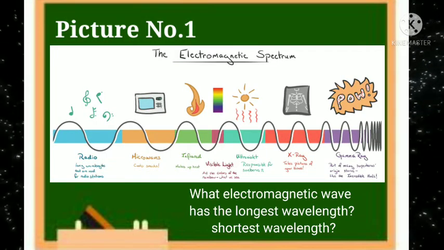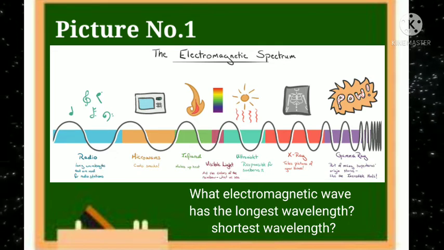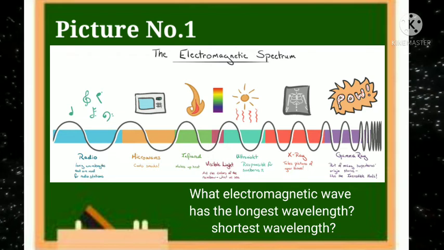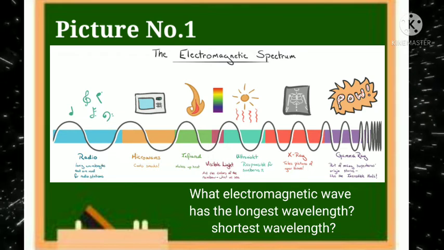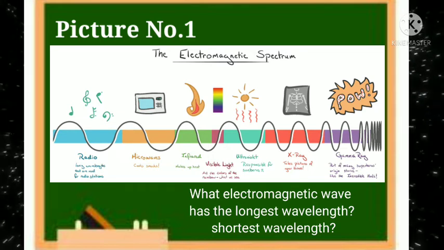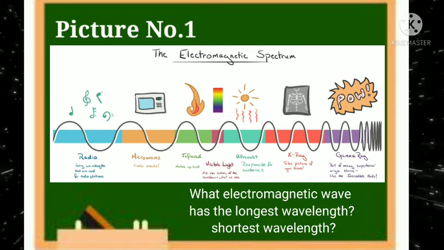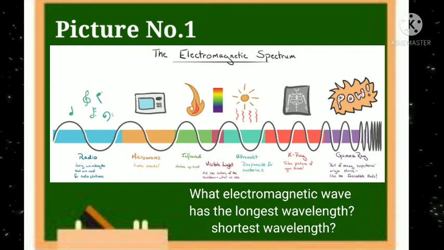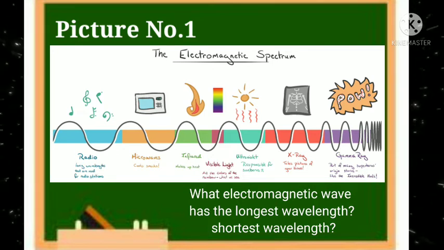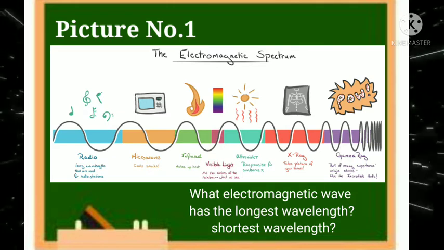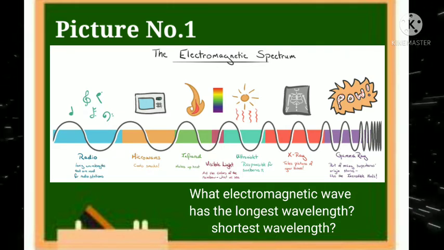Okay, we have here our picture number 1. In picture number 1, you will be able to see the different wavelengths of the different electromagnetic waves in the electromagnetic spectrum. We are aware that wavelength is the distance between crests or between troughs. So, which of these electromagnetic waves has the longest wavelength? Which of these has the shortest wavelength? Answer the question.